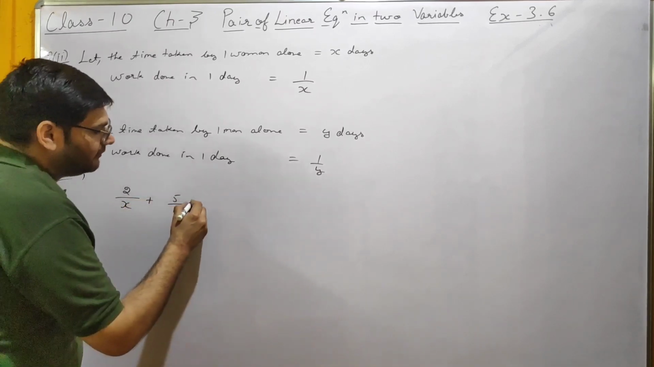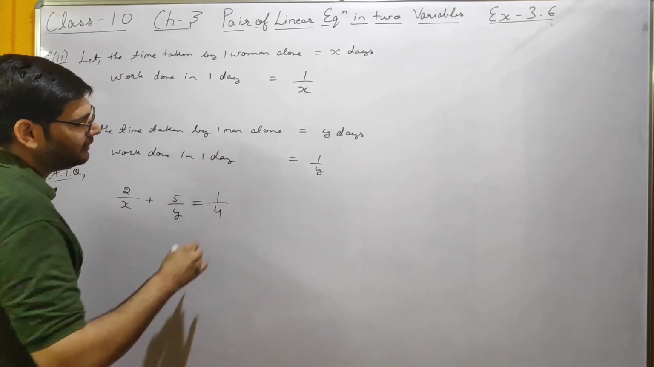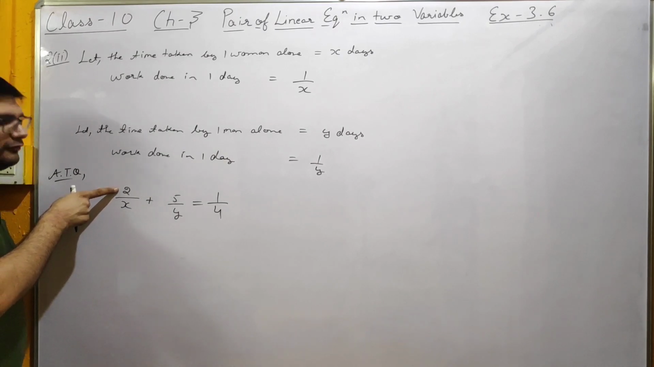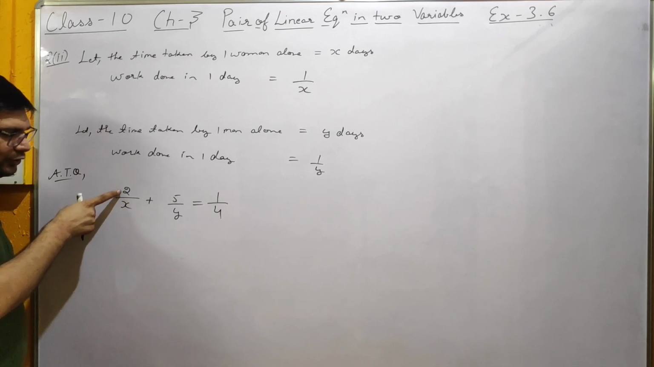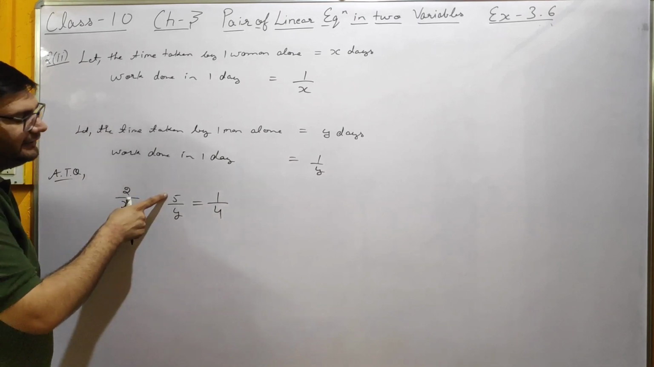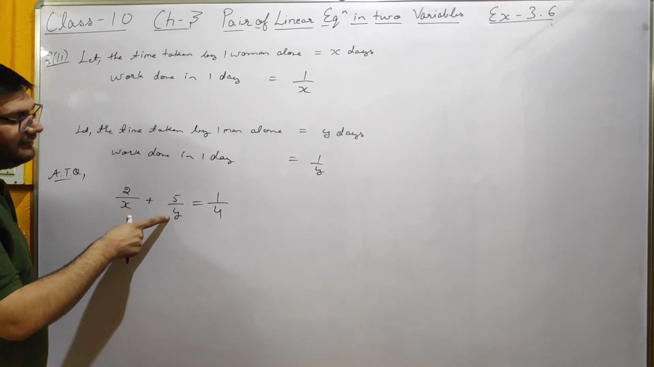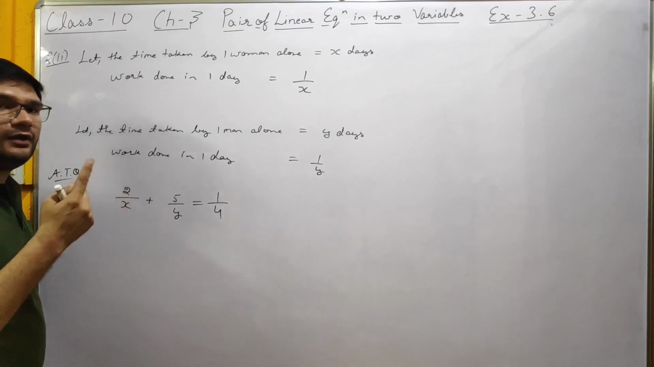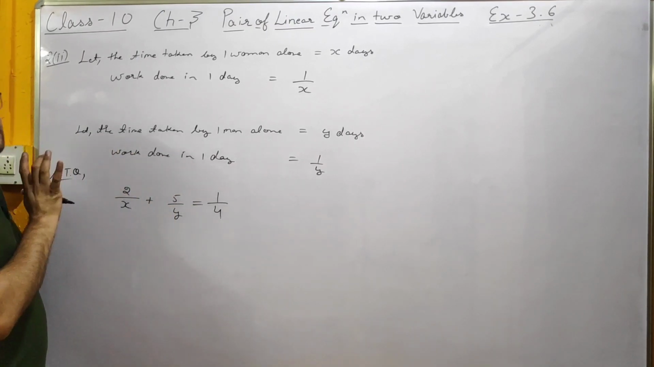Now, if the work is done in 4 days, in one day how much work will be done? 1 by 4. It means 2 women working for one day will do 2 by X, and 5 men working for one day will do 5 by Y. The total work is done in 4 days, so in one day it will be 1 by 4. Now this will be the equation.